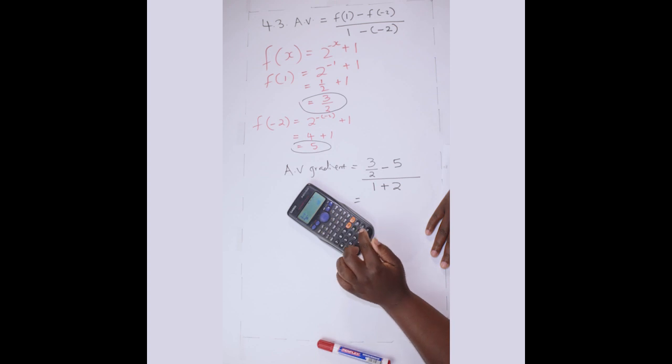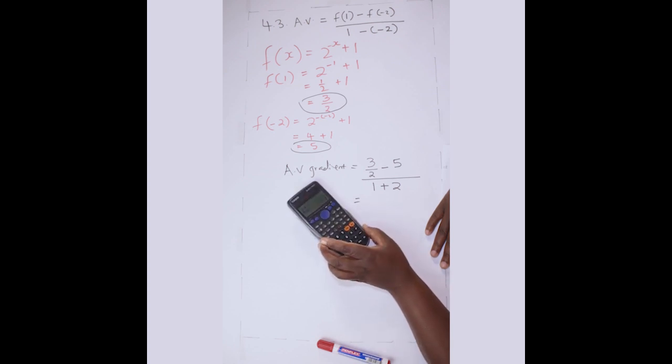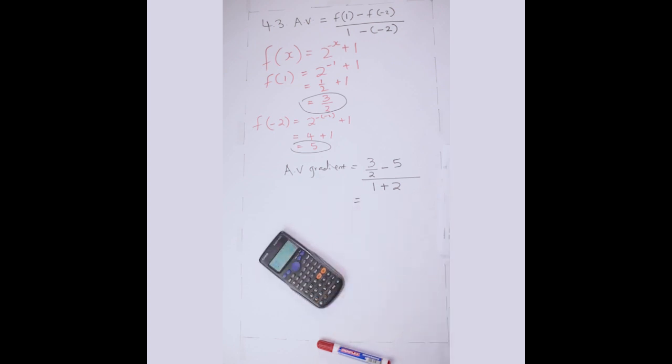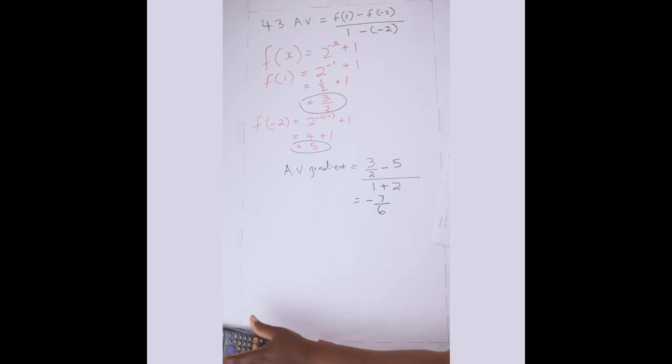Divide by 1 plus 2, which is a 3, and it gives you, let's see, a negative 7 over 6. So your answer, or your average gradient, is negative 7 over 6. In other words, you have a negative gradient in a way. So you must put your calculator next to you to make sure that you get it right. Okay, and that is 3 marks, so you get your full 3 marks.